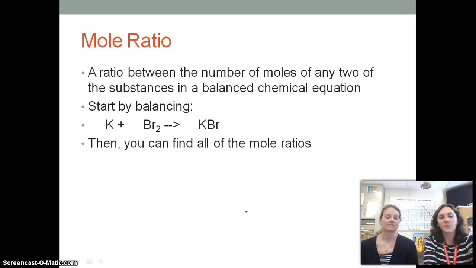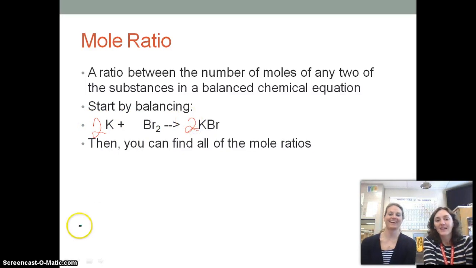Okay, so we have 1 potassium and 2 Br. I don't know where my pointer is. So we need 2 potassiums. Okay. There you are. So we need 2 here, and 2 here. That's a 2. Okay, so then you can find all of the mole ratios.